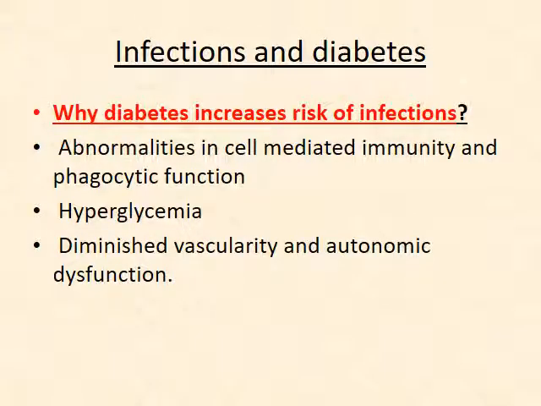Infections and diabetes actually are a vicious cycle. Infection can lead to diabetes. Diabetes can also lead to infection. Why does diabetes increase the risk of infection? Due to abnormality in cell-mediated immunity, decreased antibody formation from the B cells, and decreased phagocytic function.